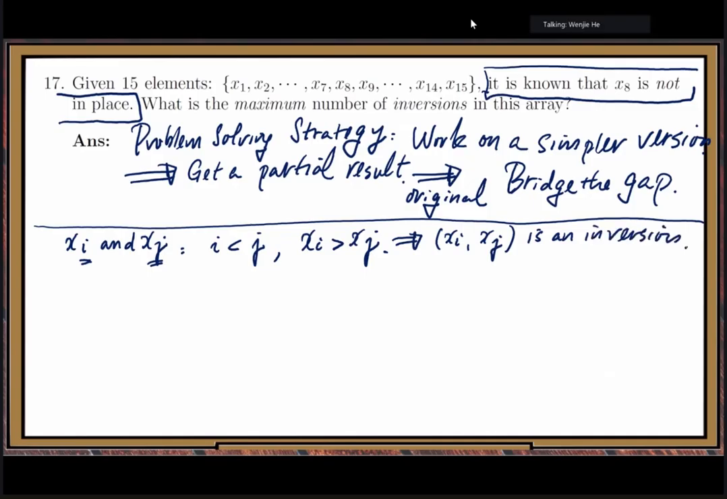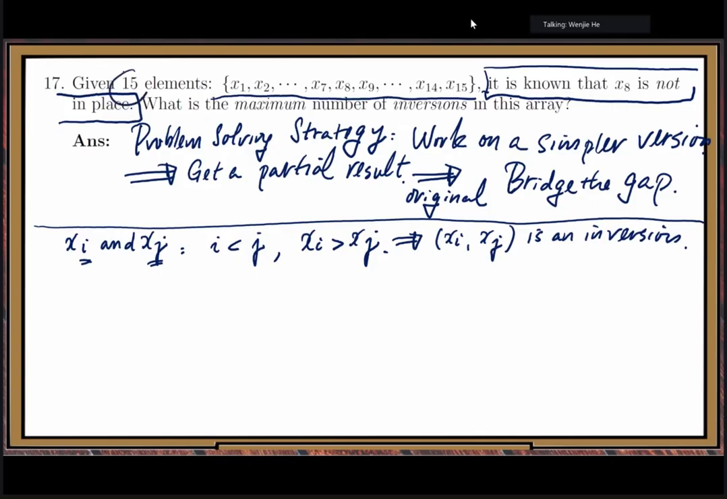Now you need to count. Under what special situation, or under what input, do you get the maximum number of inversions? Because the specific values for your array, that's the input. For what special input do you get the maximum number of inversions? If you still feel you couldn't get it, then I'll teach you another way.